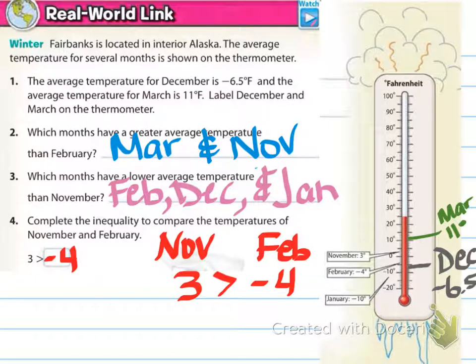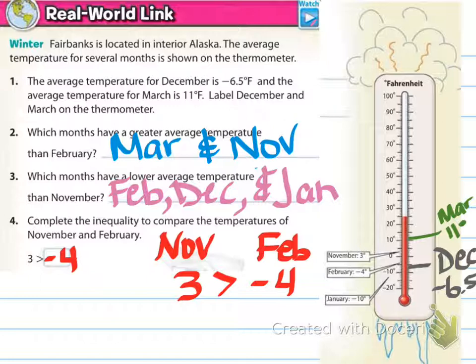All right, so for number 1, when I was putting in my averages, I zoomed in here, and I saw that negative 6.5, this is our 0, this is our 10, obviously this is going to be our 5, so between 5 and 10, that's where I put my December. Then for March being 11, again, I zoomed in a little bit, and if this is 0, this is 5, this is 10, it's just above the 10. So there I put my March and my December on there.